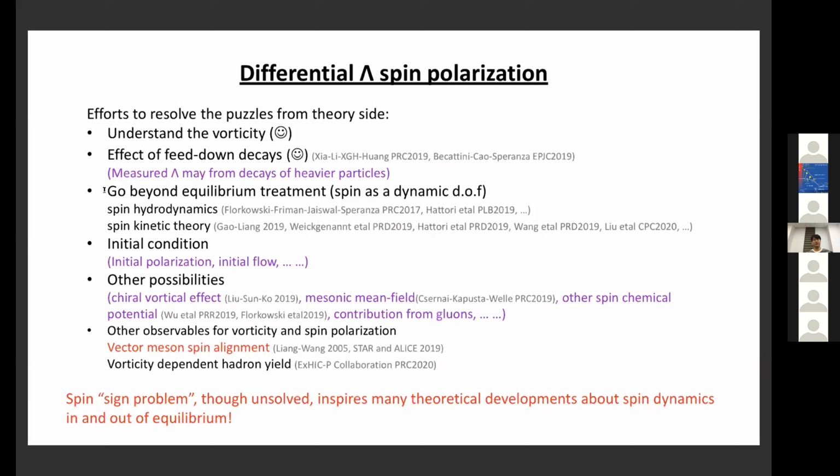Another way from the theory to understand the local lambda polarization is to go beyond the equilibrium treatment of the spin degree of freedom. And recently there were works in this direction in both hydrodynamic framework and kinetic framework. And there are also some other recent efforts to understand the local lambda polarization. But so far, I would say that this spin sign problem is still unsolved. However, it inspires many theoretical developments about the spin dynamics, both in and out of equilibrium.